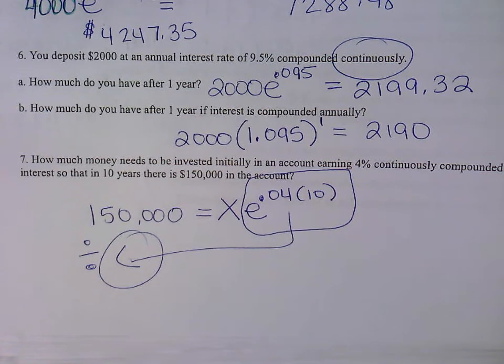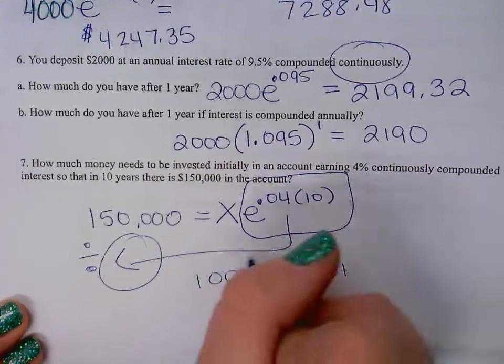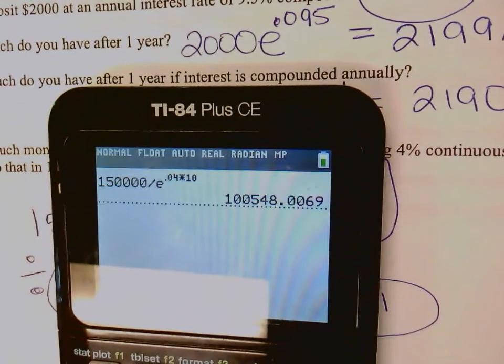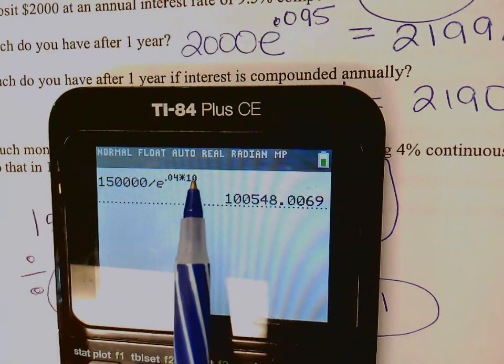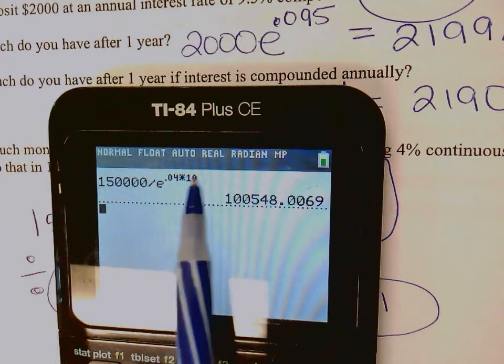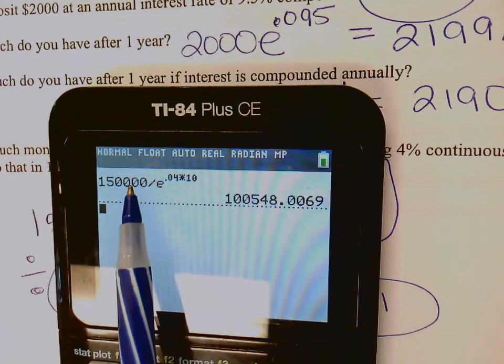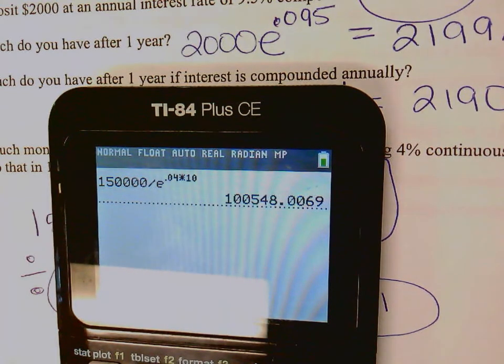So I got 100,548. 548.01 if I round it up. Did people get that successfully? I do it in one fell swoop on my calculator just because I don't like to have to do separate steps. So I know that I'm going to be dividing by this amount. I don't need parentheses because the exponent kind of already is the parentheses in the denominator. So I took 150,000 and divided by basically my compound interest to see how much I have to invest.